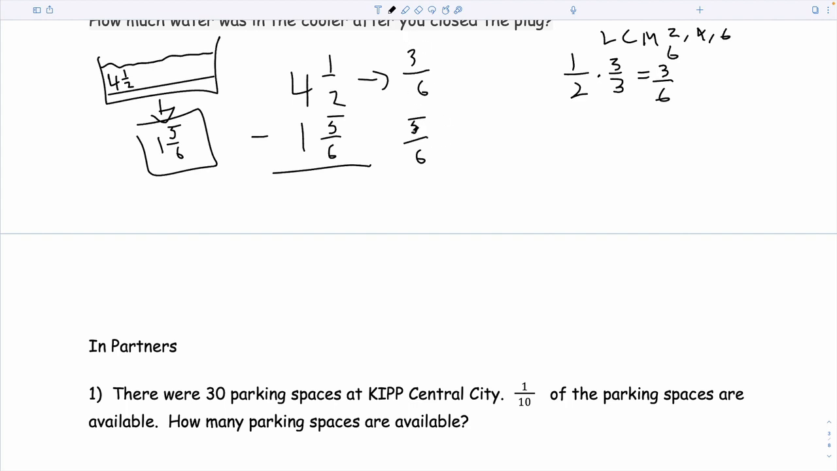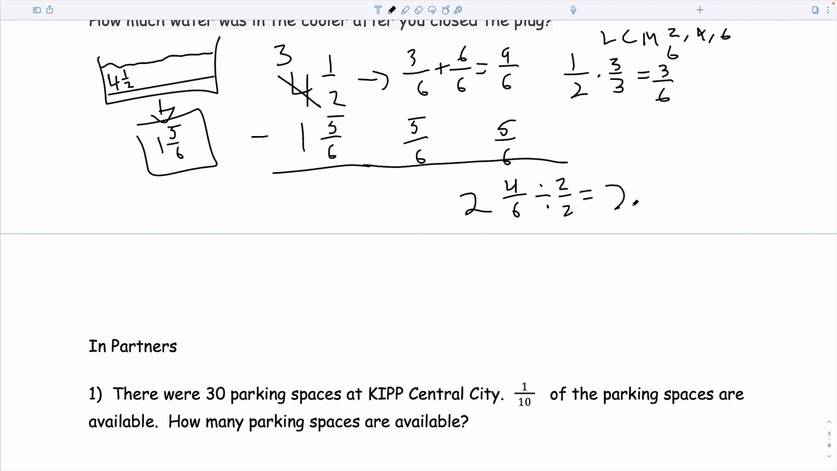3 minus 5 won't work. The good guys don't win, so let's borrow from the adults. That turns into a 3, and they give us a whole number that's just disguised as a fraction. 6 plus 3 is 9. 9 minus 5/6 is 4/6. 3 minus 1 is 2. 2 and 4/6 is close to your answer. Let's simplify it. Divide by 2. 2 and 2/3 gallons left in the cooler is your answer.